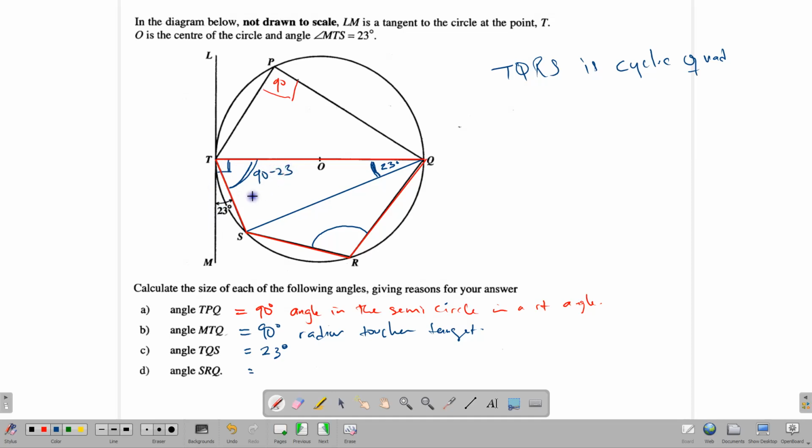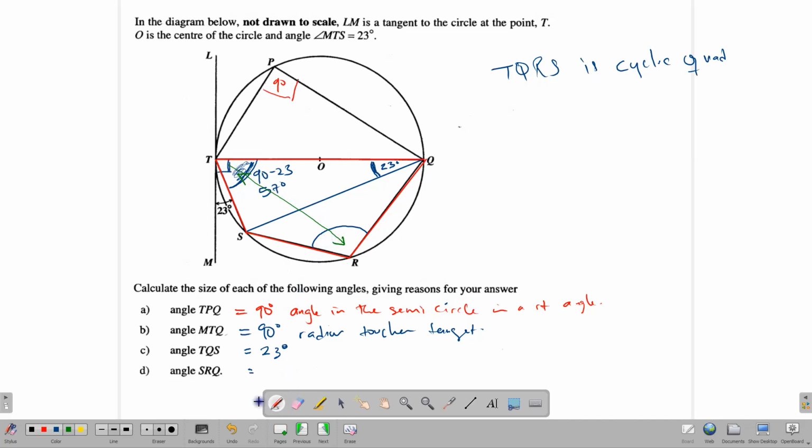And 90 minus 23 gives us 57. So this angle here is 57. And what we know for cyclic quadrilaterals is that opposite angles are supplementary. When we say opposite angles, we mean that this angle and this angle are opposite, facing each other, so to speak. So these two are supplementary.